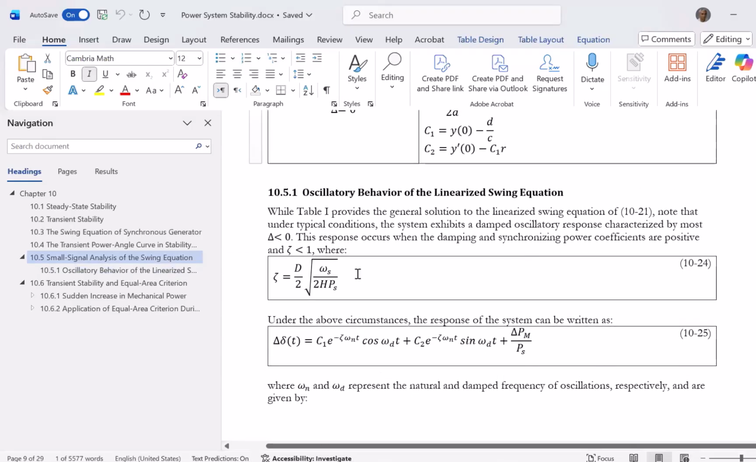Now, under these circumstances, it's customary to show it in terms of zeta. This is zeta, and the delta delta t could be written in terms of the zeta. So you have these two terms, cosine and sine, and a constant. Look at this. Since zeta is positive, these two terms will vanish over time. When t gets greater, they get smaller. So these two terms will vanish. And finally, ultimately, your delta delta, when t goes to infinity, would be equal to delta PM over PS.